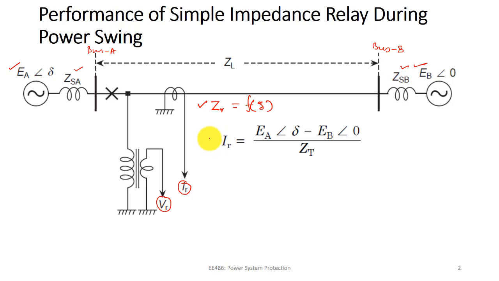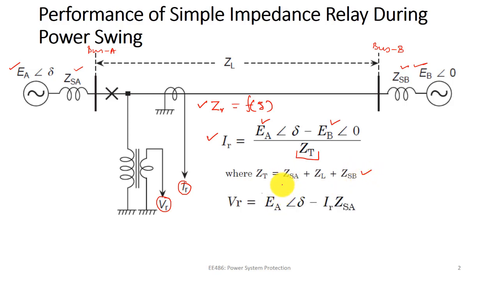Let us first find the current IR seen by the relay in terms of the voltages and impedances. I can write IR is equal to EA angle delta minus EB, divided by ZT. Here EA is the internal voltage of generator A, connected at bus A, and EB is the internal voltage at bus B, and ZT is the total impedance, that is ZSA plus ZL plus ZSB.